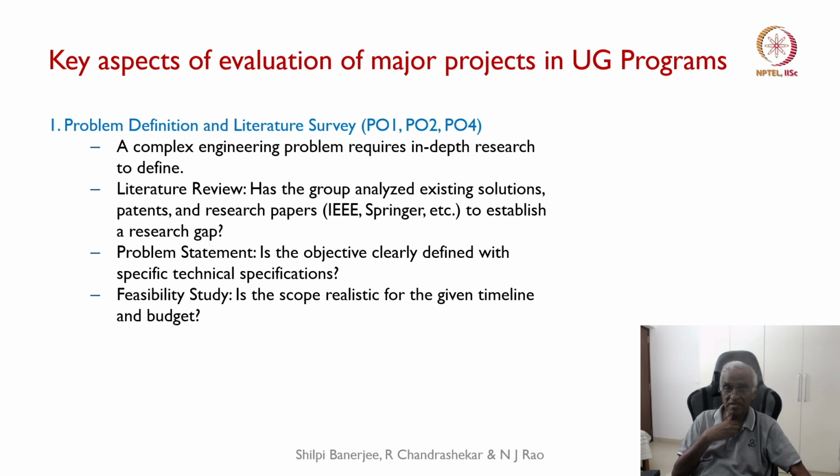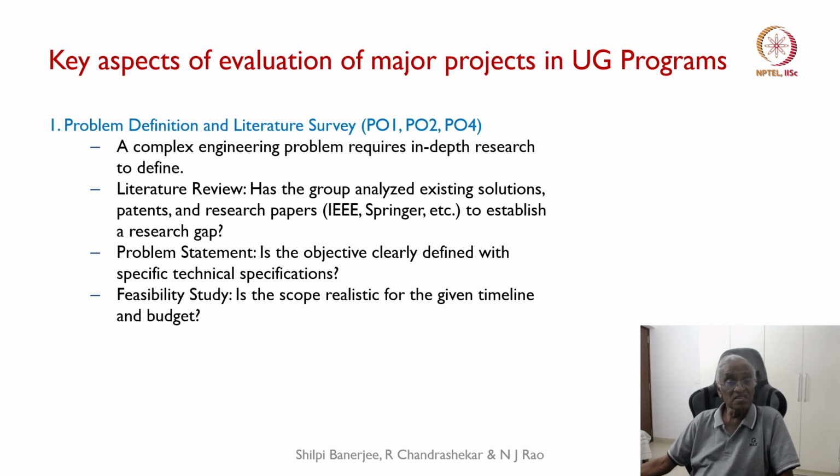Now, the key aspect of major projects is you start with some kind of a vague problem identification, and then this problem will be generally ill-defined. You do not know the boundaries, the scope of that, and so on. It is ill-defined, and after that you have to convert it into a well-defined problem. That is the first stage of important aspect of a major project.